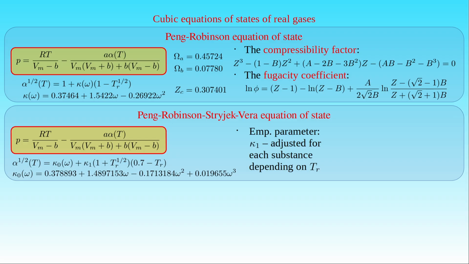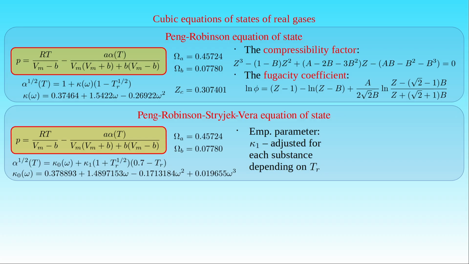Stryjek and Vera provided a table for the values of the parameter kappa 1 for several pure substances that apply at low reduced temperature up to the critical point. If kappa 1 is set to 0 at the reduced temperatures above 0.7, then the equation of state produces better results. The values of omega A and omega B for the modified Peng-Robinson equation are the same as those derived for the original equation of state, but the pressure correction factor A is different due to the application of an improved alpha function.